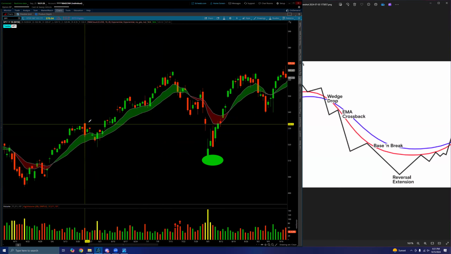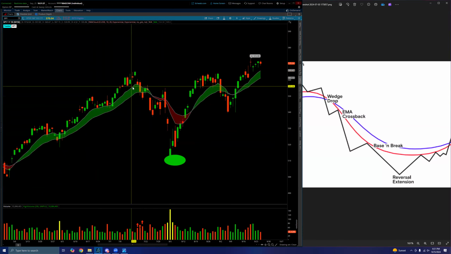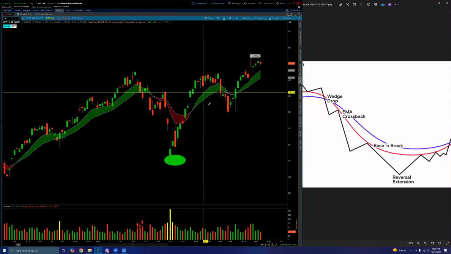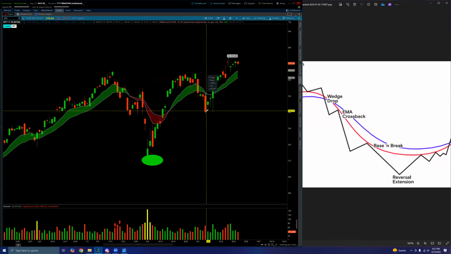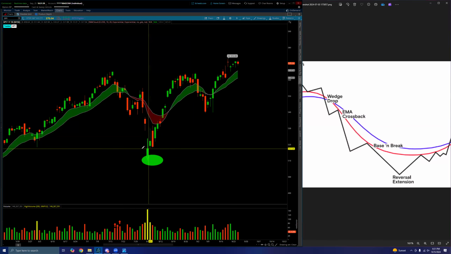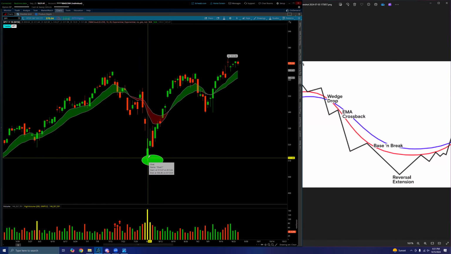Once we start to get a bit further from these EMAs, it really starts to get into extension territory. So here we can see where we were at, still about 1%. Here we can see where we're just passing that 2% threshold. So even on these big green or red days, it's pretty uncommon to see us move this far from the moving averages. So this would be that reversal extension phase, which is pretty commonly regarded as a turning point in price action, right?